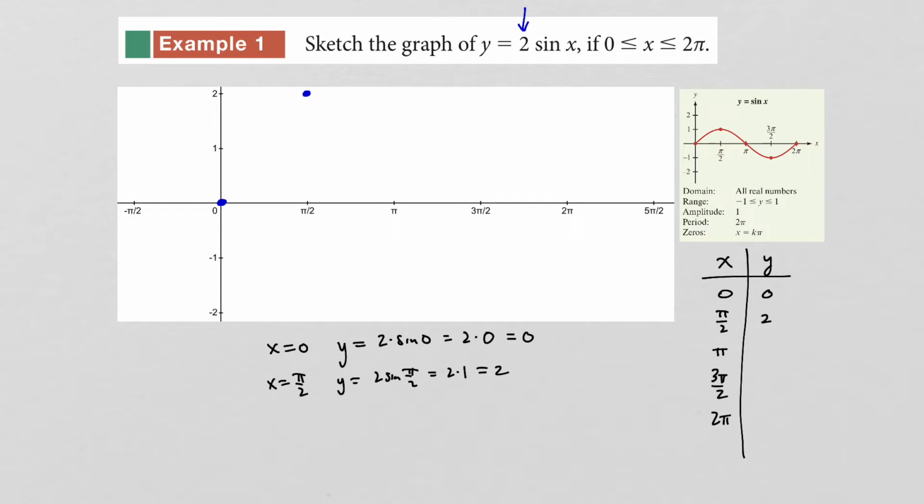If you plug in pi, you're going to get 0 because the sine of pi is 0. So that's going to be this point here. If you plug in x equals 3 pi over 2, the sine of 3 pi over 2 is -1, and then -1 multiplied by 2 is -2. So at 3 pi over 2, the y value is -2. And if you plug in 2 pi, the sine of 2 pi is 0, and 2 times 0 is 0. And so that puts us back to here. So what does this graph look like? Well, we can sketch it.